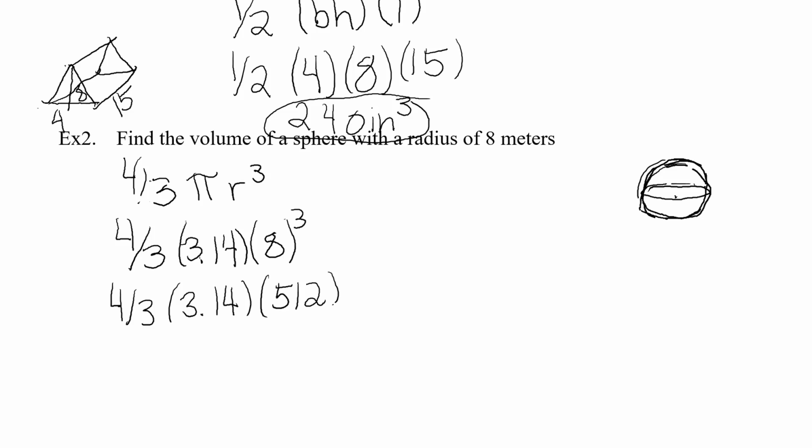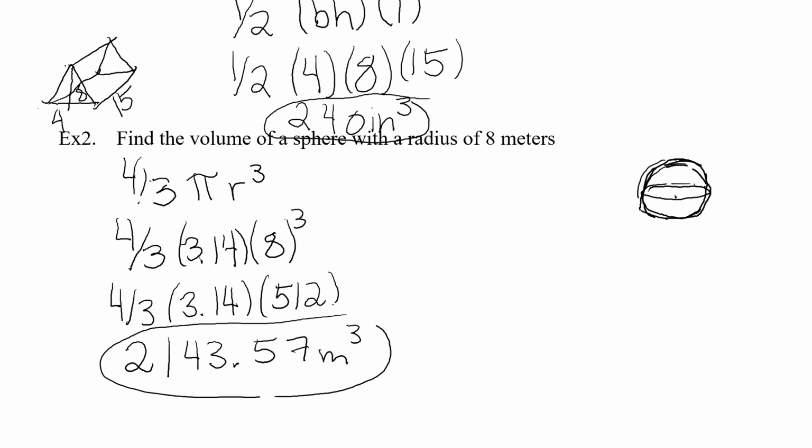So if you plug this into your calculator, you will get that the volume of our sphere is 2,143.57 meters cubed. Okay, so be very careful that you remember to write that it's meters cubed when you're doing this. And that's it. That's what you gotta do.